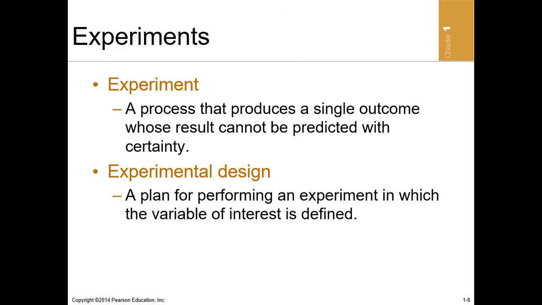Then, in doing experiments, you always have to plan. A plan for performing an experiment is called an experimental design. A plan for performing an experiment in which a variable of interest is defined is called an experimental design.